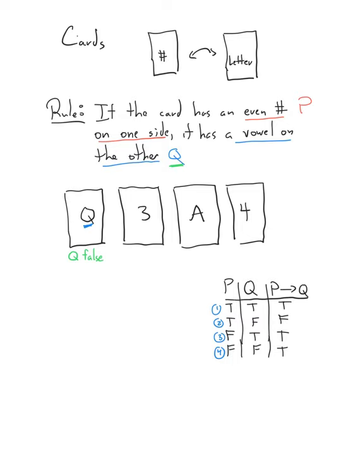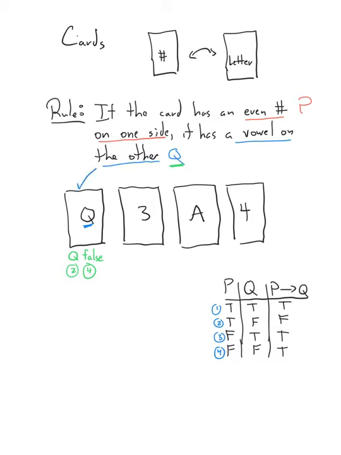It could possibly be row 2. If it was row 2, if I turned that over and I found an even number, that would be a counterexample to my rule. If you could imagine turning this over in your mind, there's going to be a number on it. If that number was a 2, then it would have an even number on one side and a consonant on the other. So I would need to check that that's not the case. So this card I would need to check.